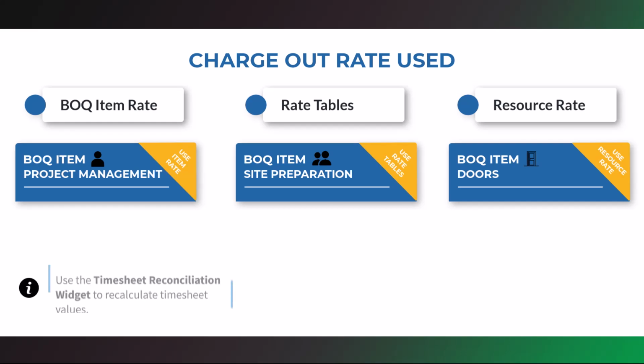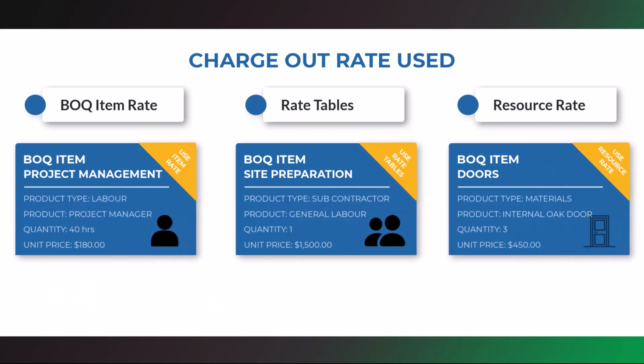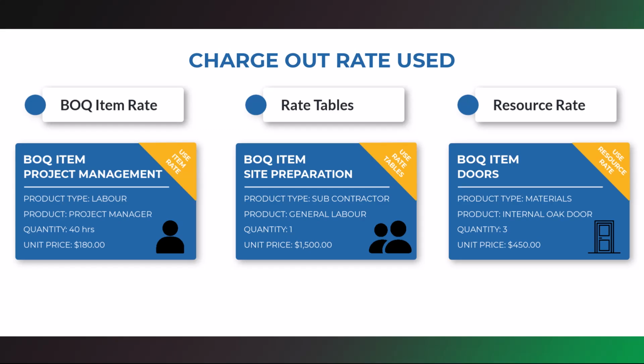If you need to change the option selected on a BOQ item, the timesheets link can be automatically recalculated using the Timesheet Reconciliation widget. This means you can experiment with the different methods used to calculate the labor value. Let's look at the 3 options, likely scenarios for each one and the calculations they perform.